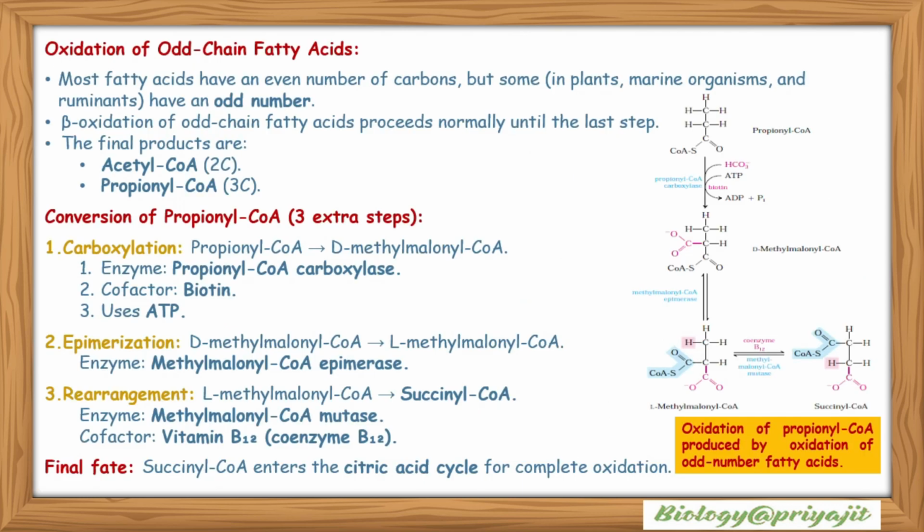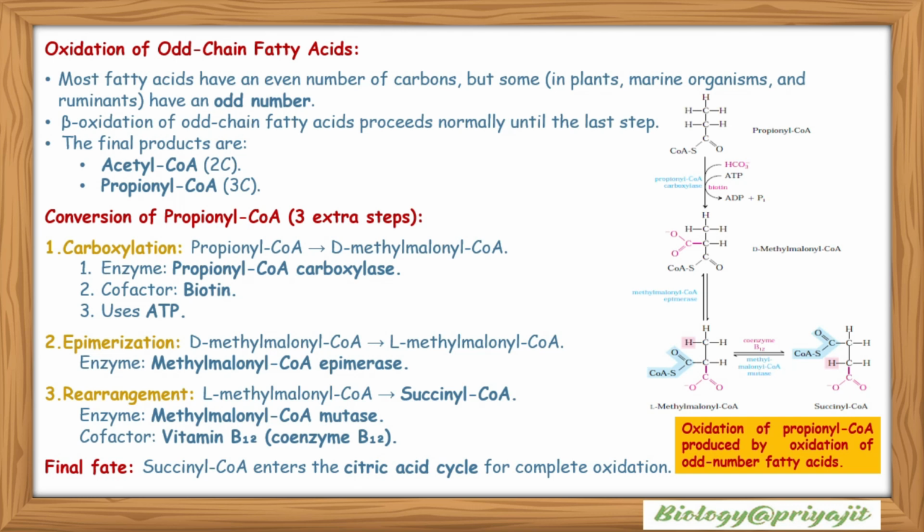So oxidation of odd chain fatty acids. Most fatty acids have an even number of carbons, but some in plants, marine organisms and ruminants have an odd number of carbons. Beta oxidation of odd chain fatty acids proceeds normally until the last step. So the final products are acetyl-CoA and propionyl-CoA.